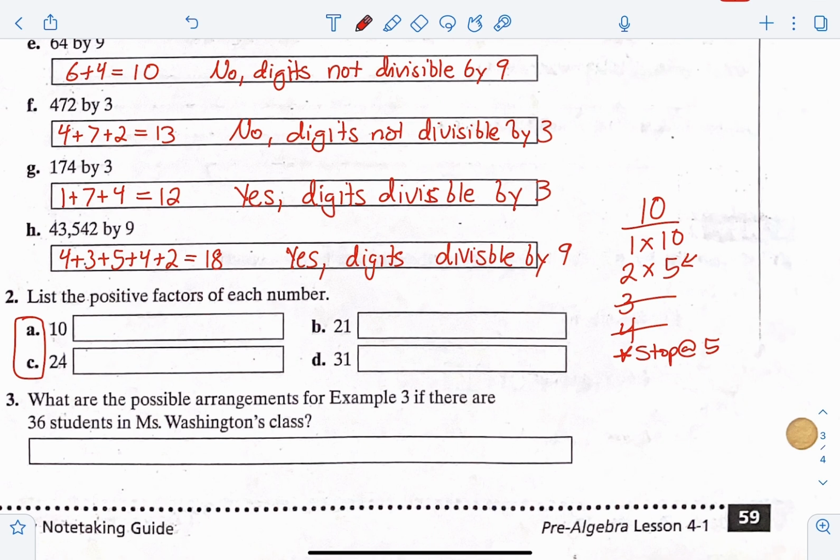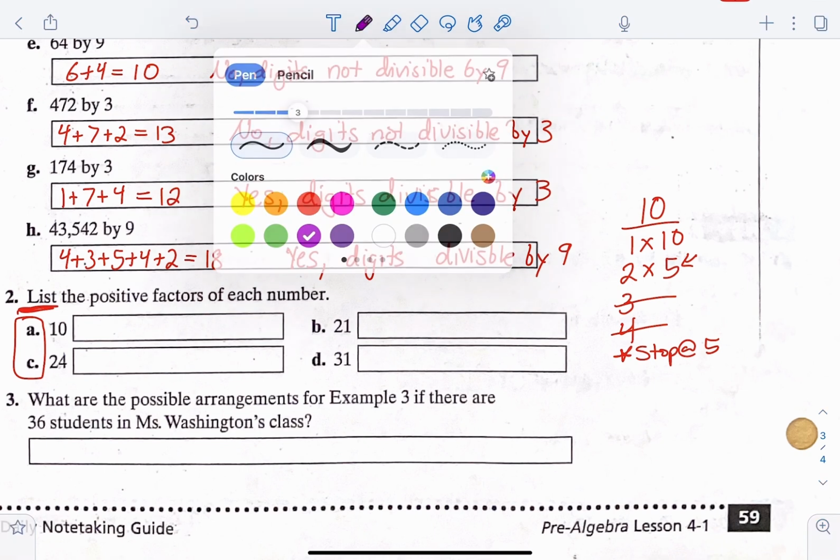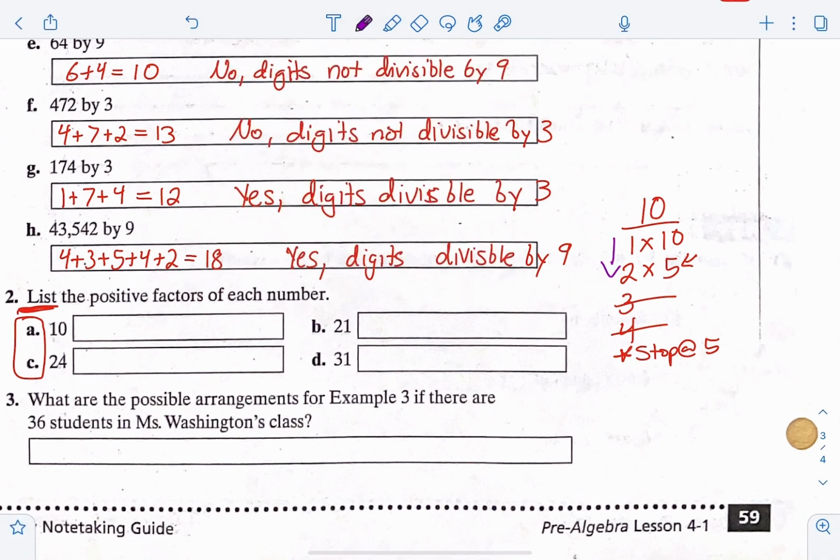When we're writing them out in a list form like they want here, you're going to start at the first number, which should be a 1, and you're going to go down, then you go over and back up. So what I mean by that is I'm going to say 1, 2, 5, 10. See how I did that? Because I have 1, 2, 5, and 10. So you just kind of make a U shape from your list of numbers.